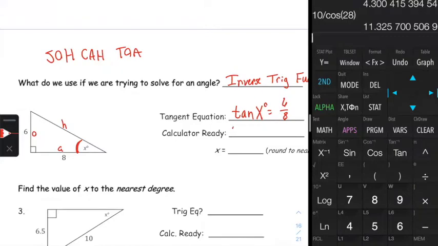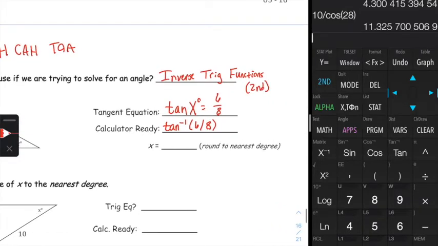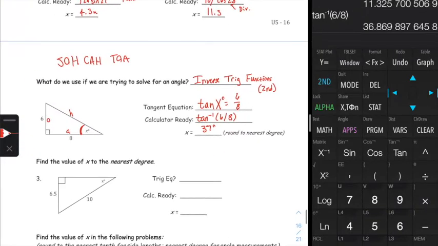We need to hit the second button. And that's going to be the tangent inverse, which looks like it's raised to -1 like that. So let's try that out, and then round to the nearest degree. So we'll go second tangent, and then 6 divided by 8, and then apparently about 36, and rounding up, that'd be about 37 degrees. And that's going to be it there on those. So you just basically hit the second button and you keep it going.